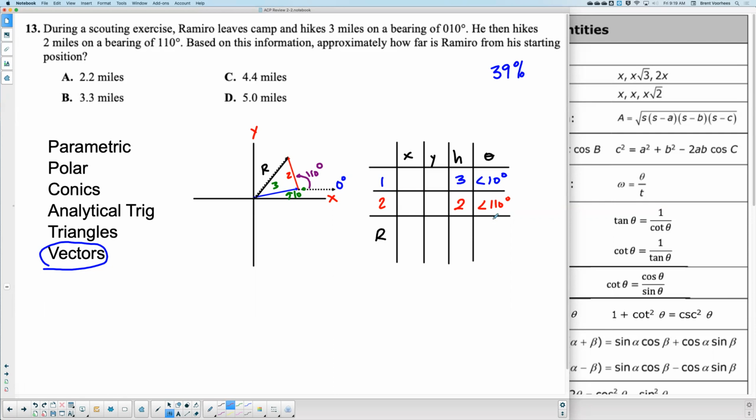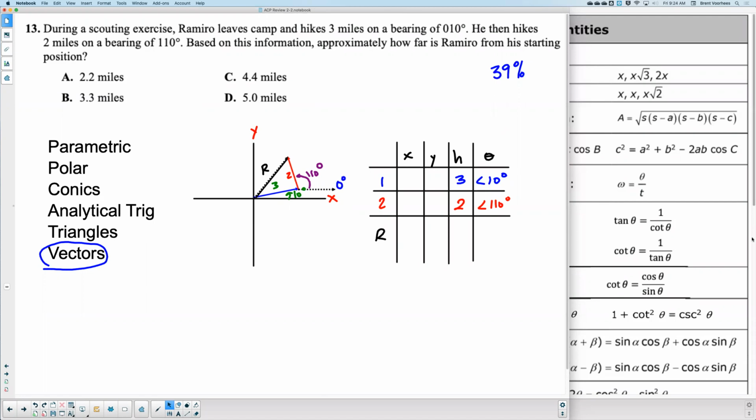Now, vectors always do what? What do vectors always do to each other? They add, they subtract, they multiply, they divide. They're going to add. For the sake of pre-calculus ACP, they're going to add. As we were saying, for the sake of this test, vectors always add.